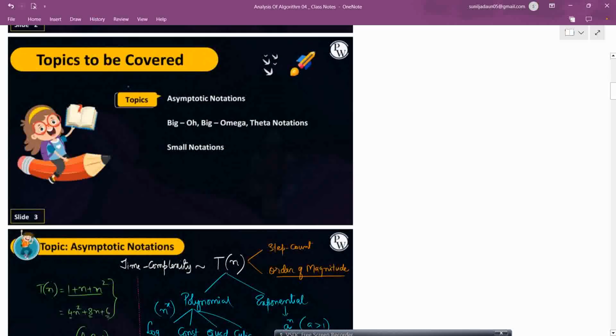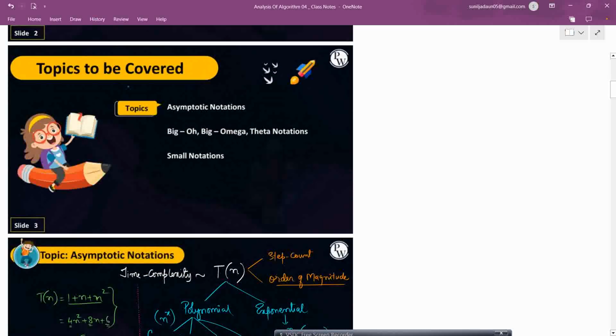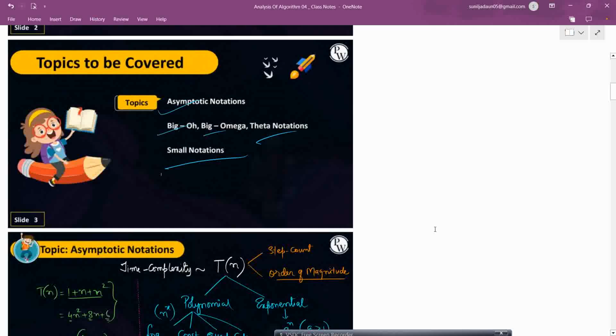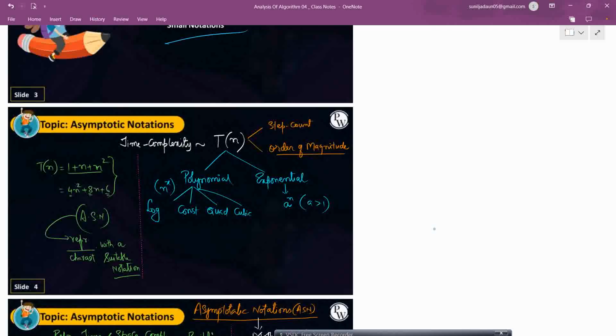In analysis, we saw in previous types of analysis the worst case and best case; we will cover the rest in this. Asymptotic notation: big O notation, omega, big omega, theta notation, small notations. We will see these in this lecture a little bit. Time complexity: polynomial, log, constants, quadratics, cubic. These are all polynomials. Exponential is a to the power n. We all know that.